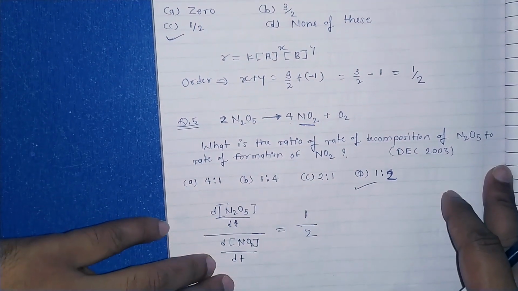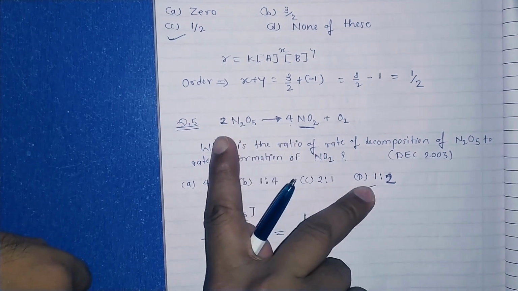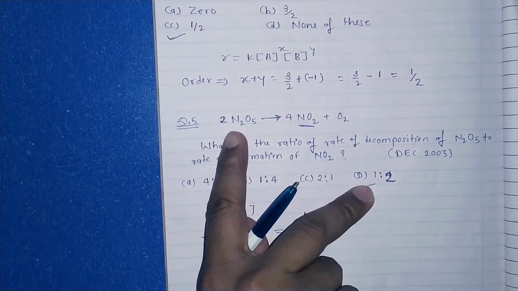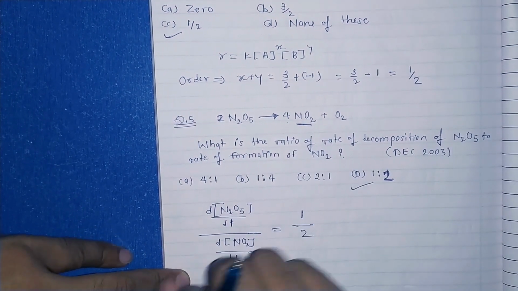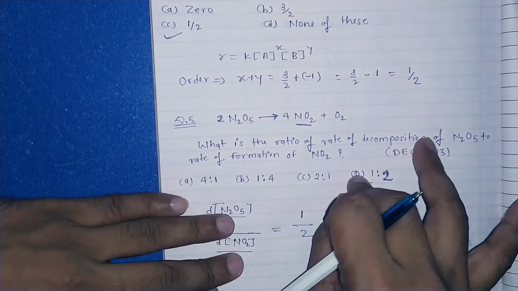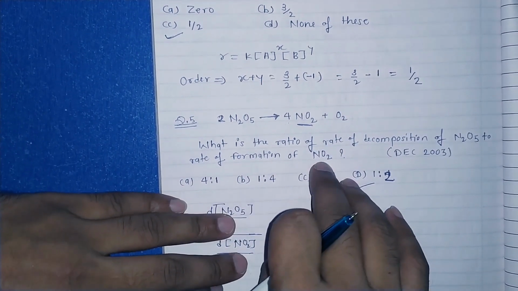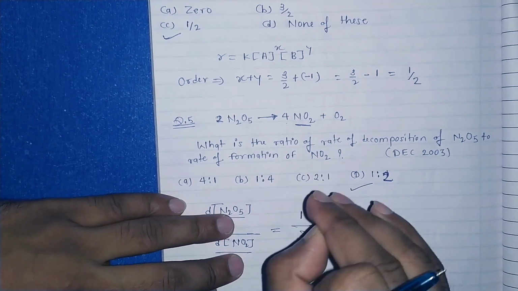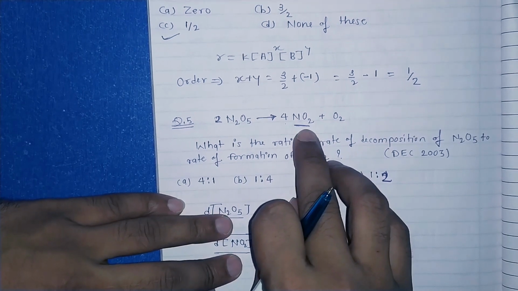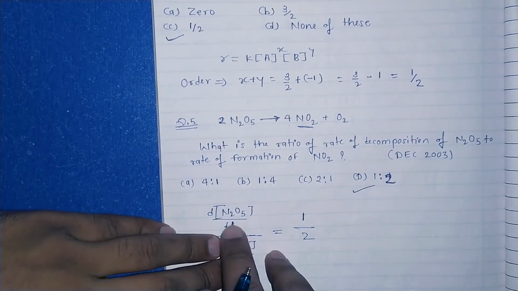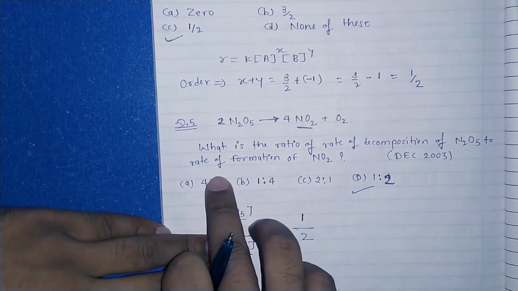Now coming to the next question, which is also a similar kind of question that we have previously discussed: 2N2O5 gives 4NO2 plus O2. Now what is the ratio of the rate of decomposition of N2O5 and the rate of formation of NO2? So students, it is asking about the ratio of the decomposition rate of N2O5 and the formation rate of NO2. So here I have written the rate of N2O5 to the rate of NO2.